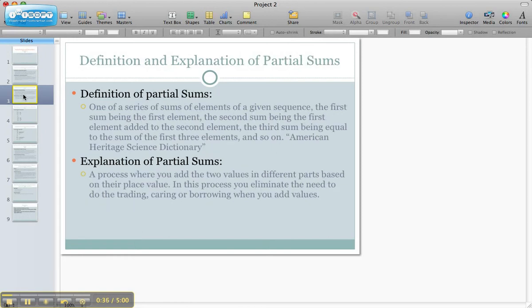Definition of partial sums: one of a series of sums of elements of a given sequence. The first sum being the first element, the second sum being the first element added to the second element, the third sum being equal to the sum of the first three elements, and so on.